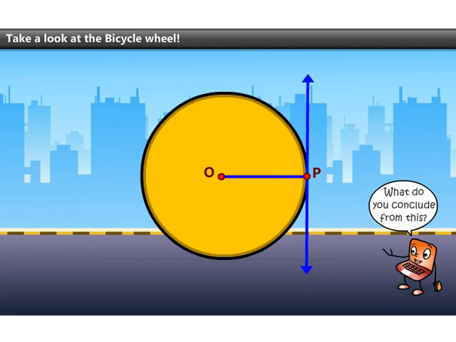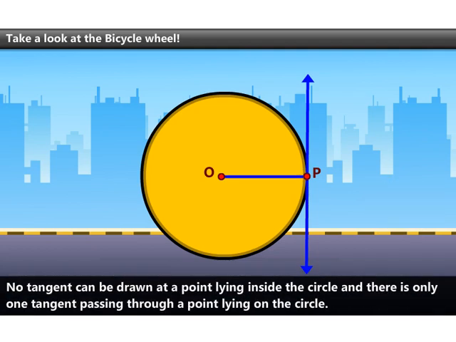What do you conclude from this? No tangent can be drawn at a point lying inside the circle, and there is one and only one tangent to a circle passing through a point lying on the circle.